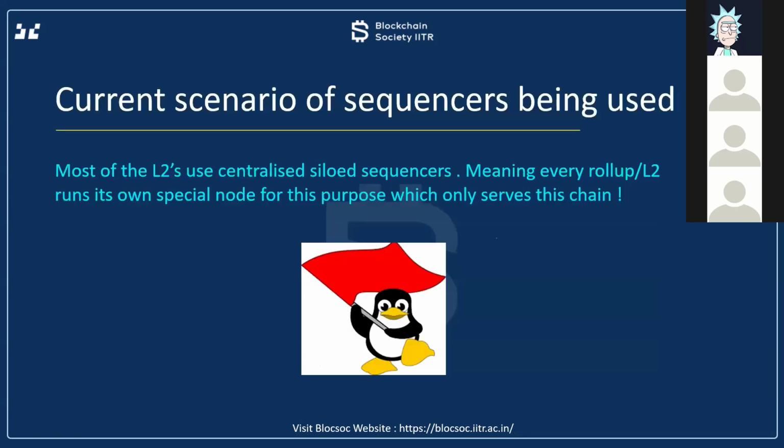And for the current scenario of sequencers being used, most of them are centralized siloed sequencers, meaning every rollup runs its own special node for its purpose, which only serves its own chain. So this is currently a big red flag, because anything that is centralized is in retrospect bad or not favorable, because it has a lot of disadvantages.